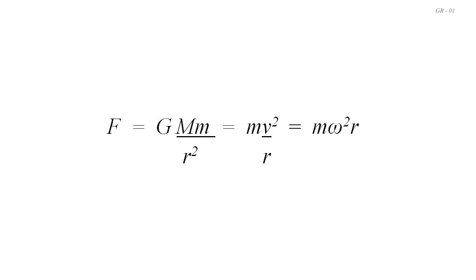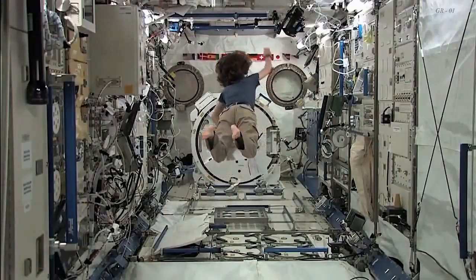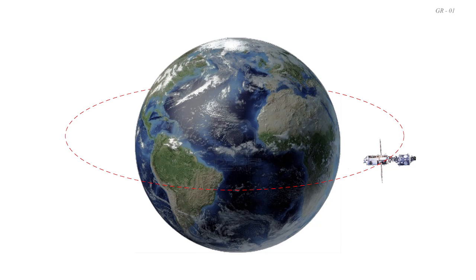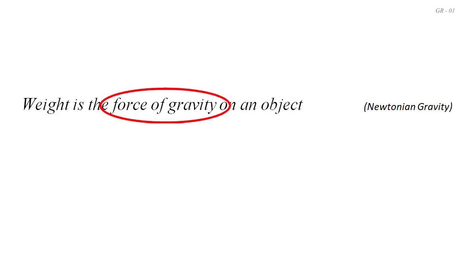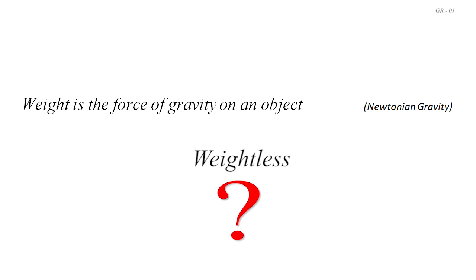So, in thinking about the floating objects of an orbiting spaceship, the question arises, if we define weight as being the force of gravity on an object, how can we say that the astronauts are weightless in such a situation? They have the force of gravity on them, so surely they have weight. Surely they're not weightless, at least not by that definition.